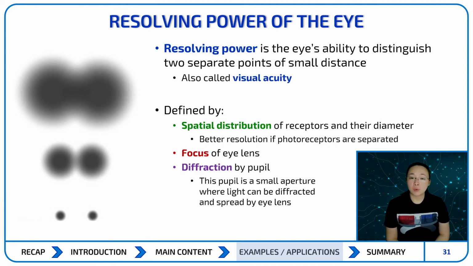It's defined by the focus of the eye lens. It's also defined by the diffraction by the pupil. The pupil is a small aperture in the middle of your eye where light can be diffracted and spread by your eye lens.